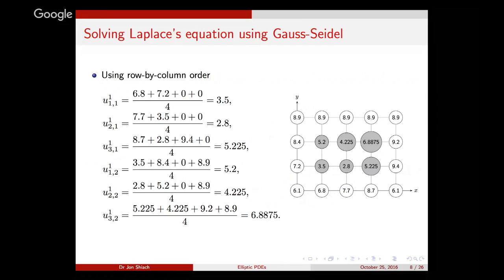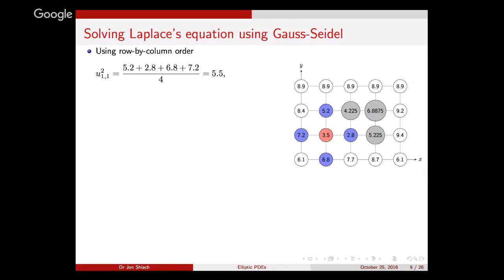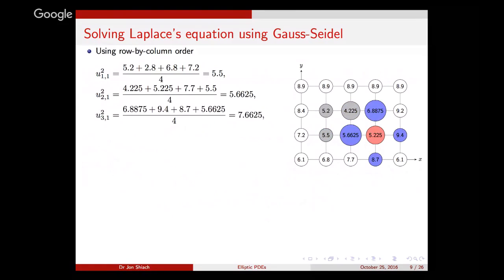By the way, the size of these circles doesn't mean anything. It's just so I could fit the numbers on. So just because they're bigger circles doesn't make any difference. So that's the first iteration of the Gauss-Seidel method. Second iteration, exactly the same. Step through, always using the most up-to-date information each time.